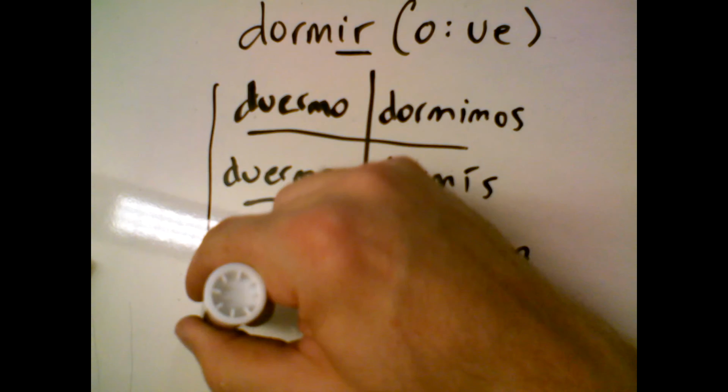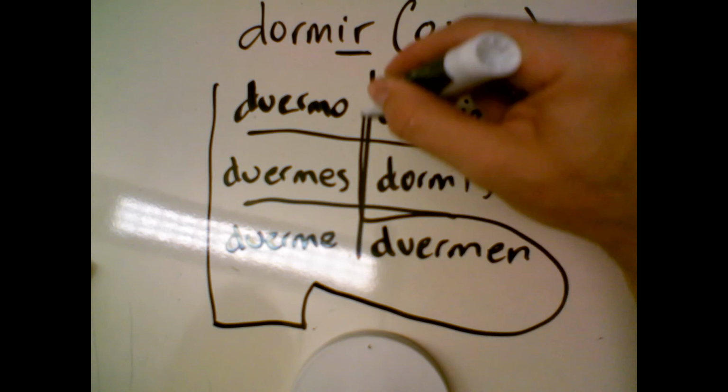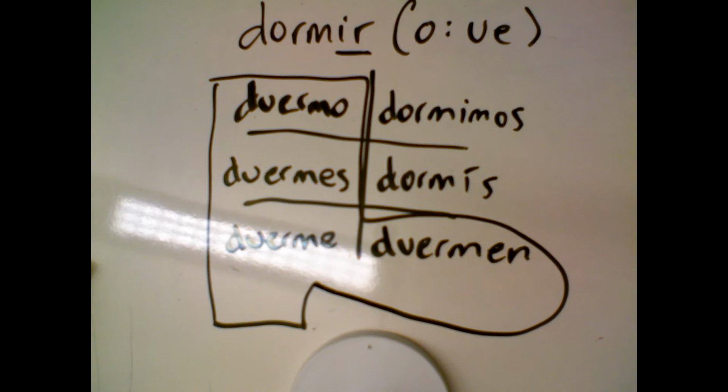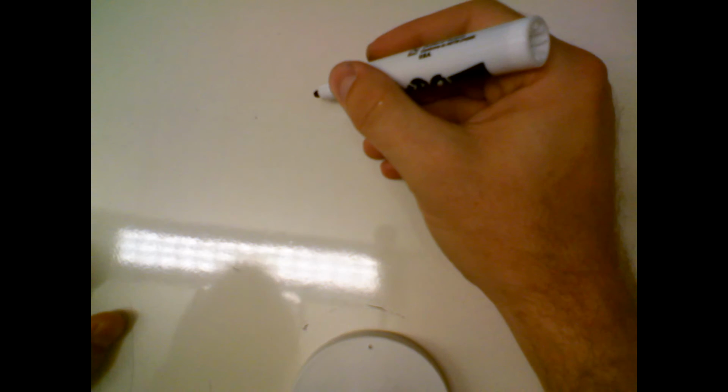Again, if it helps you, make that boot to remind you that these are the four where the O changes to a UE. We're going to do one more verb that is an ER verb, just so you can see an ER, because we have AR, ER, and IR verbs in Spanish. If at any point you need to write these down, you can just pause the video, rewind, and then take down notes if you need to. Let's do preferir, and there's a couple of reasons I'm going to do preferir.